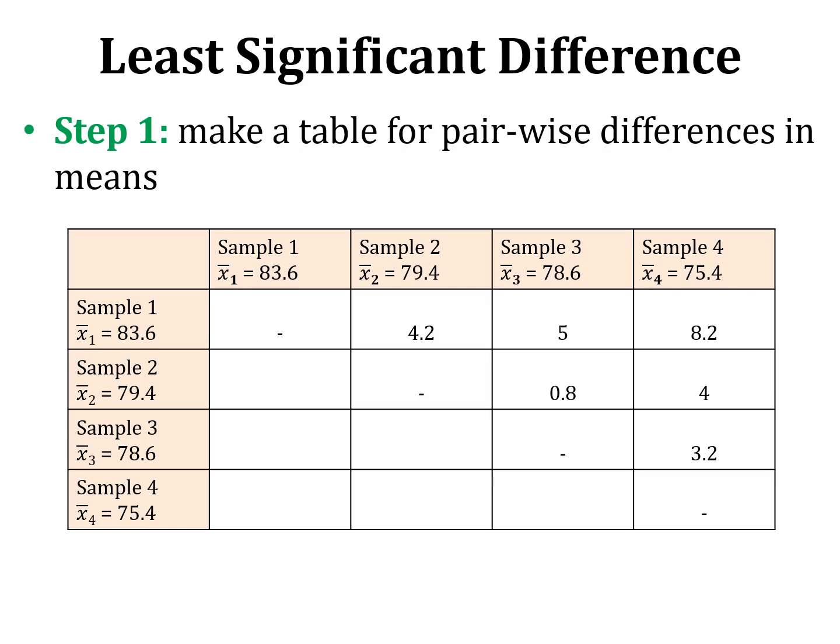Now let's calculate LSD. So step number 1 is to make a table for pairwise differences in means. So this is the table that we have, in which in different cells we have the differences between mean pairs: the difference between sample number 1 and sample number 2, the difference between sample number 1 and 3, the difference between sample number 1 and 4, and then sample 2 and 3 difference, and then sample 2 and 4 difference, and sample 3 and 4 difference, right?